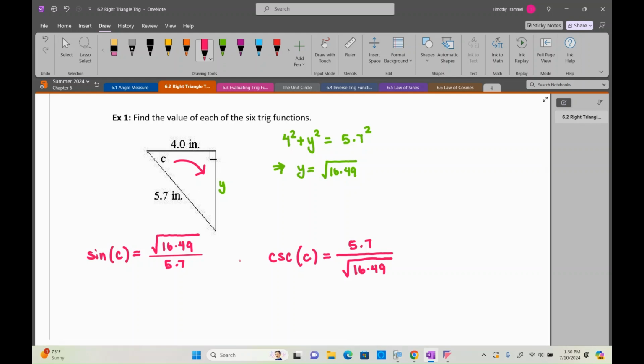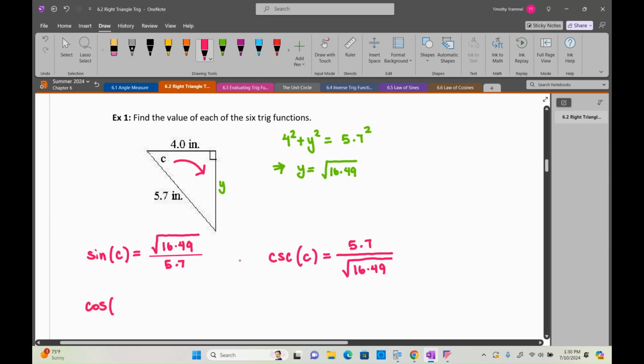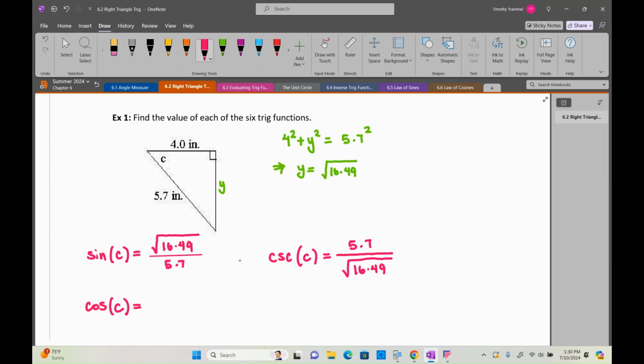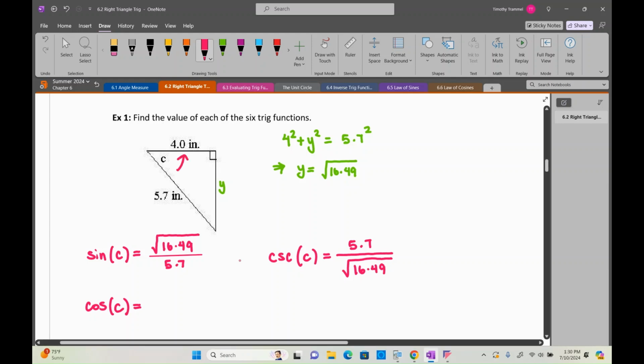Now we could try cosine of C. So cosine is supposed to be equal to the adjacent side over the hypotenuse. Adjacent over hypotenuse. So this is going to be the adjacent side, 4, divided by 5.7. Which would mean then we could find secant of C very easily here now. Secant of C is going to be just our reciprocal here. So 5.7 over 4.